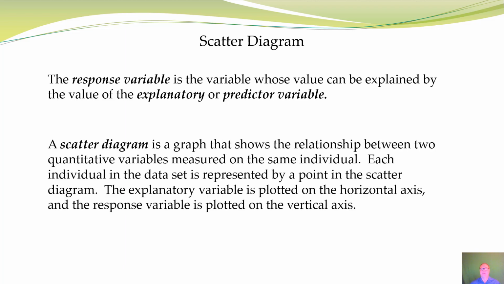A scatter diagram is a graph that shows the relationship between two quantitative variables measured on the same individual. Each individual in the data set is represented by a point in the scatter diagram. The explanatory variable is plotted on the horizontal axis and the response variable is plotted on the vertical axis.